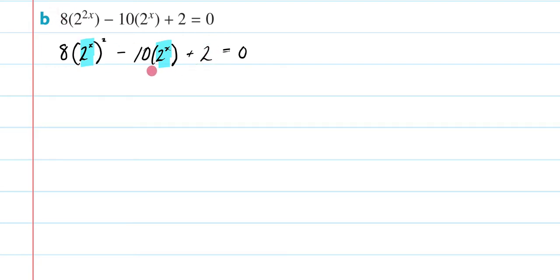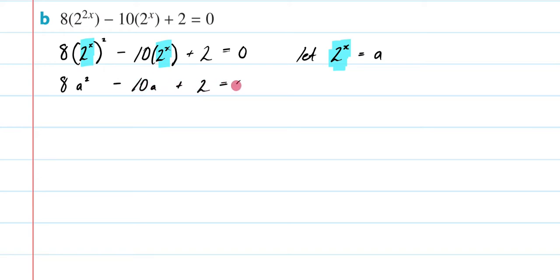You should recognize this as being in the quadratic form, and therefore we can say let 2 to the x equal any pronumeral. I'm just going to say a. So I'm letting 2^x equal a. I therefore am now going to rewrite this as 8a squared minus 10a plus 2 equals 0. I then obviously have a common factor of 2 here, which I can take out, which is going to leave me with 4a squared minus 5a plus 1 equals 0. So I just divided both sides by 2 there.